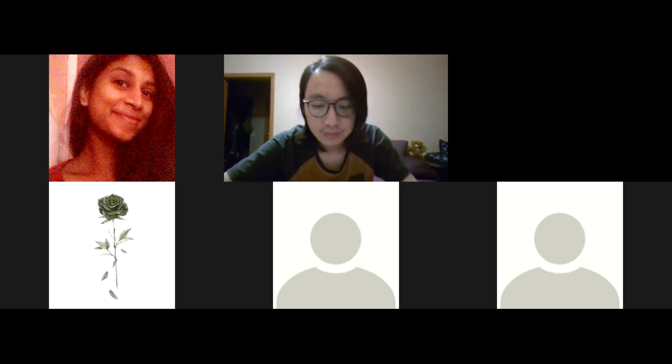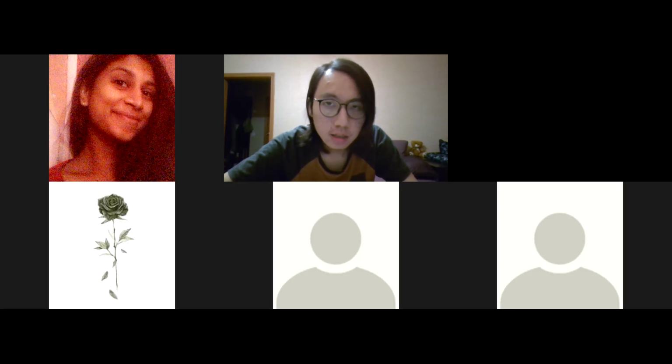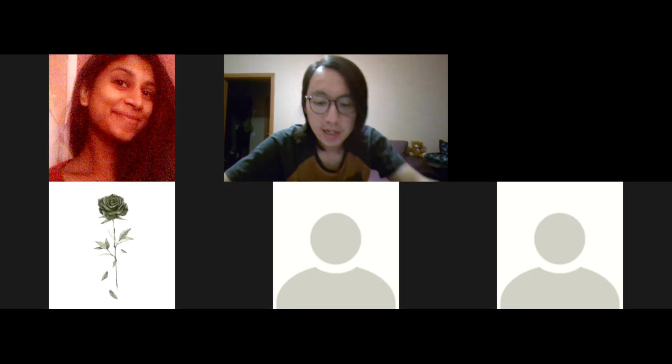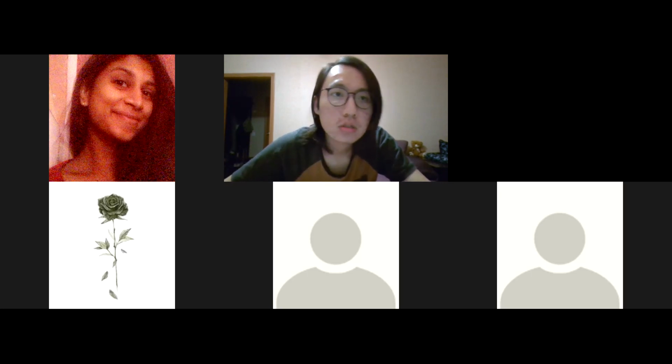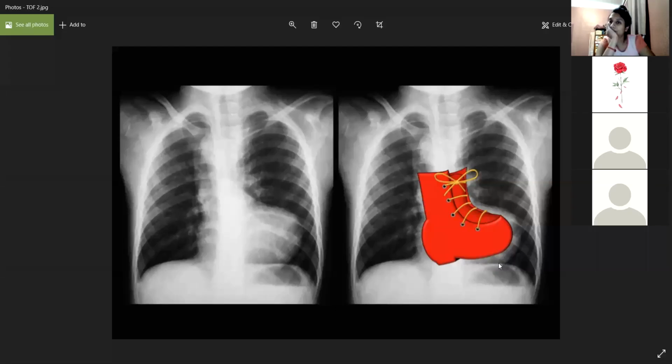Fourth component, you will see that the aortic arch is now bent towards the right side, as we already understand, overriding of aorta, the fourth component of your TOF. Fifth feature is on X-ray. We will see a boot-shaped heart, which I am going to show. Right, as everybody can see, this is a boot-shaped heart.